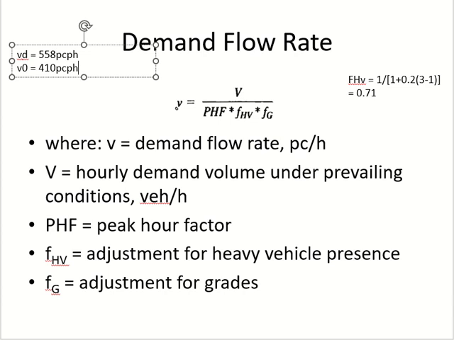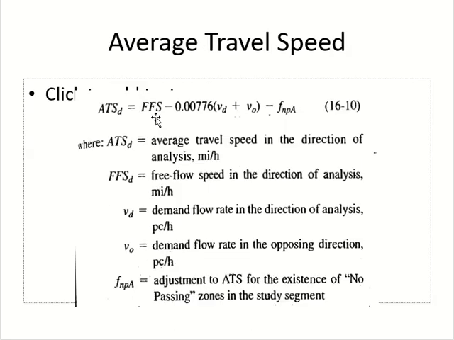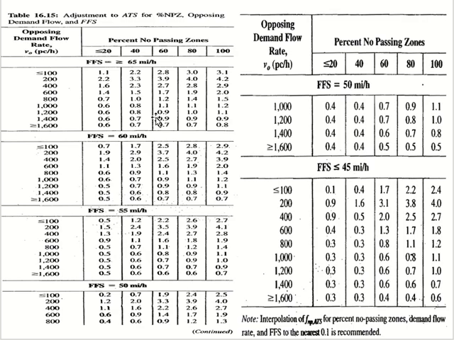Okay, I'm looking to calculate ATS, average travel speed. I have VD, I have V0, I have free flow speed. What is missing? FNP, right? I need the factor for, what is the factor for? Number of, okay, number of, and P is for no passing zone, yes.